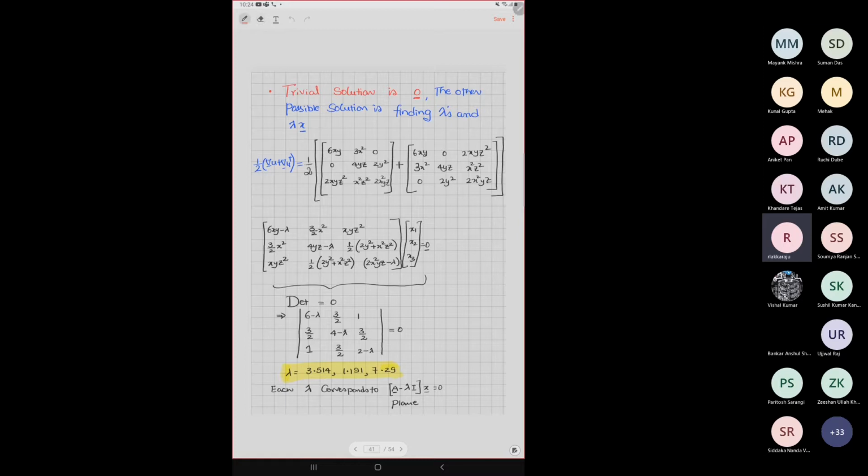And we have already seen from our previous example, the strain rate tensor is half of del U plus del U transpose. So 6xy minus lambda, 4yz minus lambda, 2x square yz minus lambda, and the rest of the elements. This entire determinant is equal to 0. So one can estimate the determinant value by simplification, and end up with lambda values. If you solve this cubic equation carefully using your calculator, we will end up with some 3.5, 1.19, 7.29.